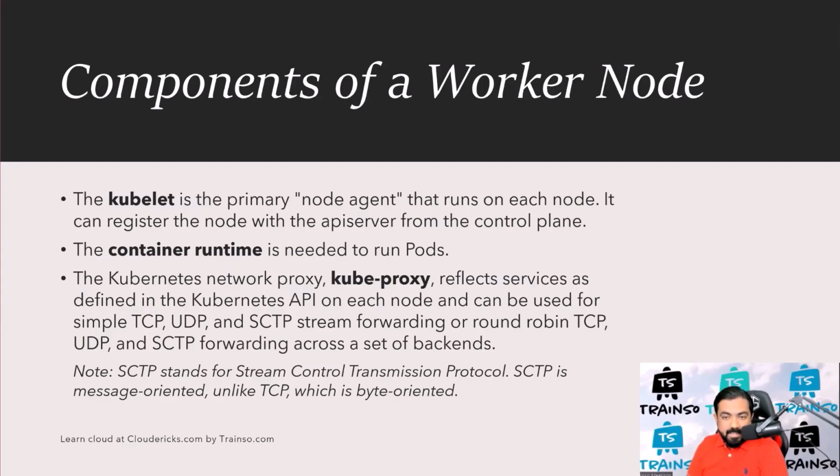The Kubernetes network proxy, kube-proxy, is the third component. It reflects services as defined in the Kubernetes API on each of these worker nodes and can be used for simple TCP, UDP, and SCTP stream forwarding, or round-robin TCP, UDP, and SCTP forwarding across a set of backends.